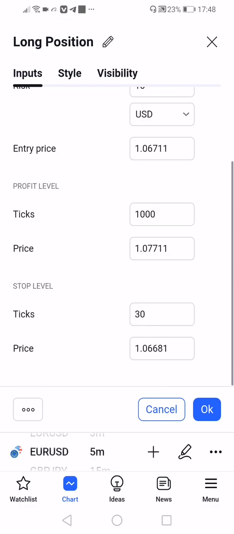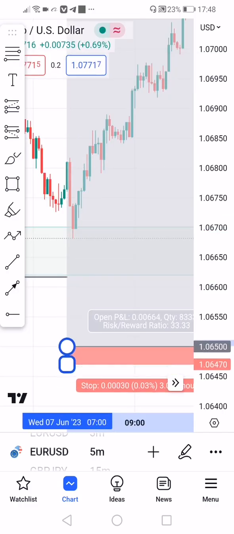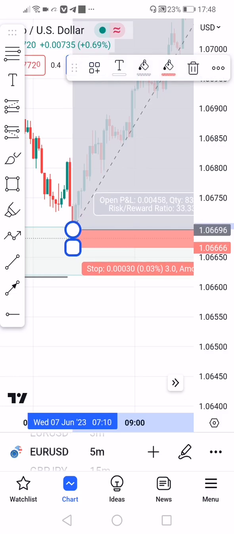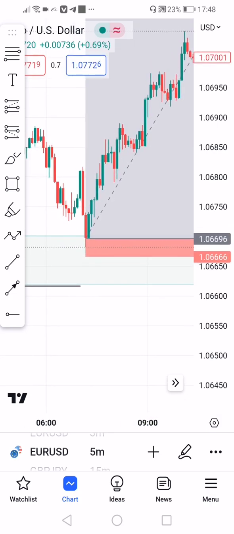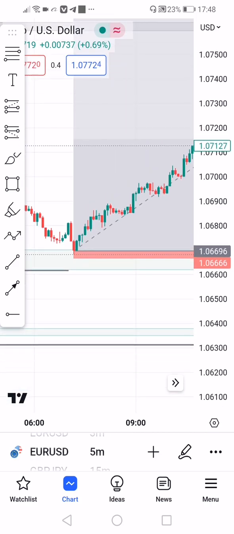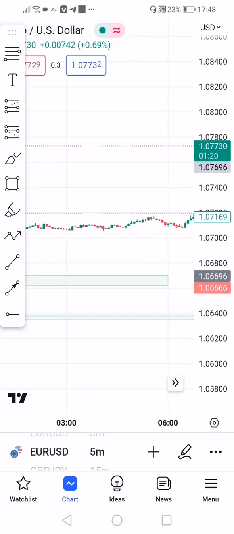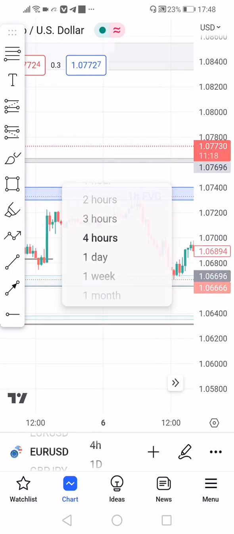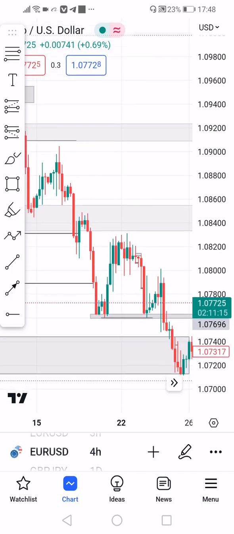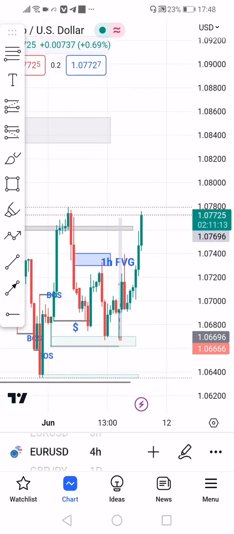I only risked 3 pips on this trade, and I decided to take it. That is where I entered from. I was observing how it was playing out, and it played out perfectly well, just how I wanted. This is what I wanted to see price doing.